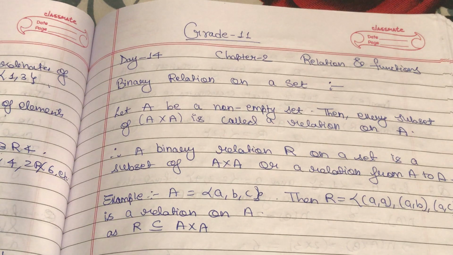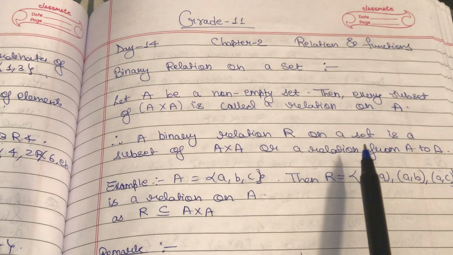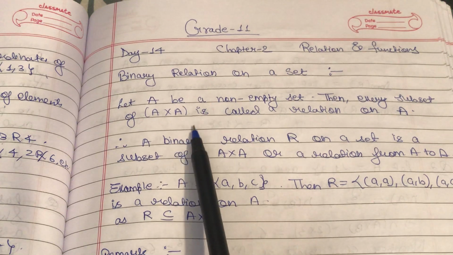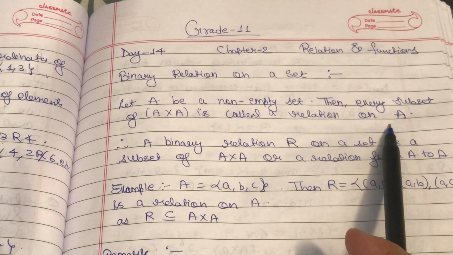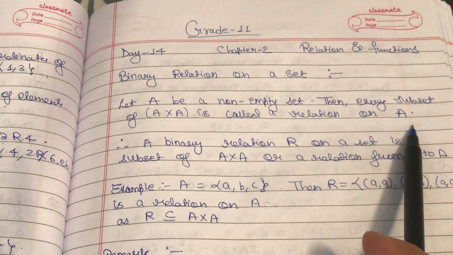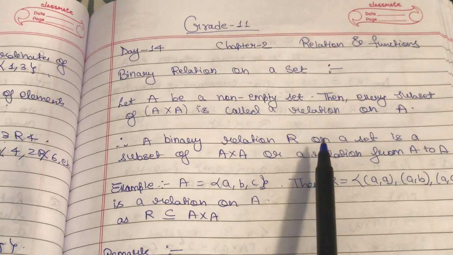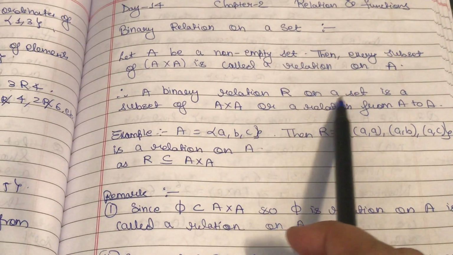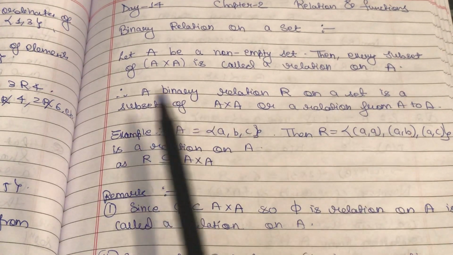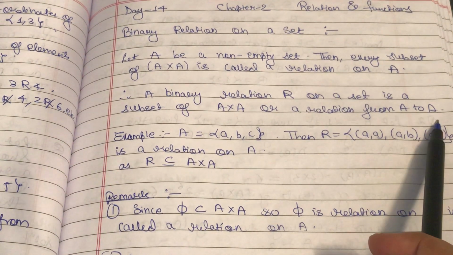So let's understand what binary relation means. For a non-empty set A, every subset of A cross A is called a relation on A, or a binary relation on A. So in simple words we can say that a binary relation R on a set A is a subset of A cross A, or a relation from A to A.